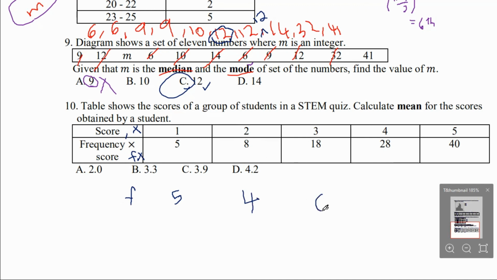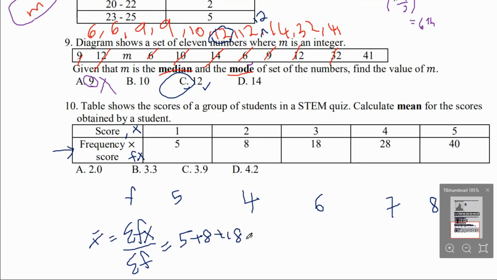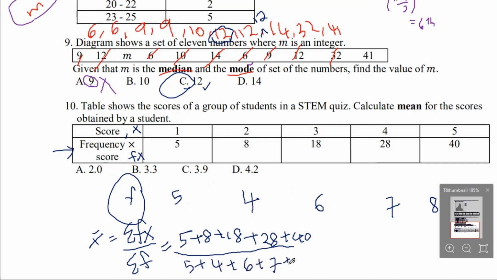18 divided by 3, 6. 28 divided by 4, 7. 40 divided by 5, 8. Okay, so this is the frequency. To find the mean equals to summation of fx divided by summation of f. For summation of fx, we can just use this row. So 5 plus 8 plus 18 plus 28 plus 40 divided by summation of frequency. Frequency is this one. 5 plus 4 plus 6 plus 7 plus 8. So this equals to 3.3.